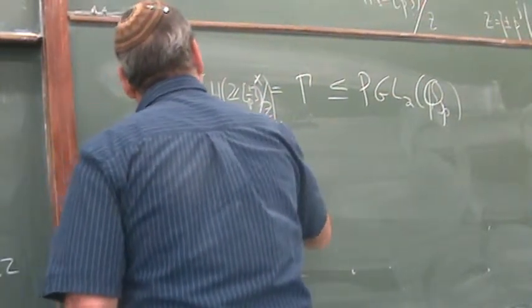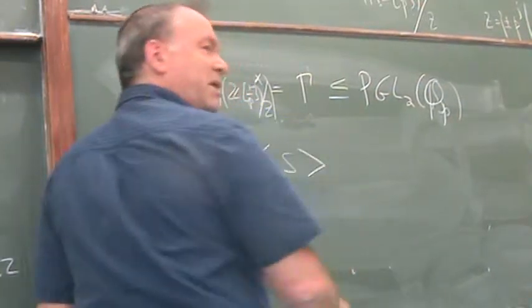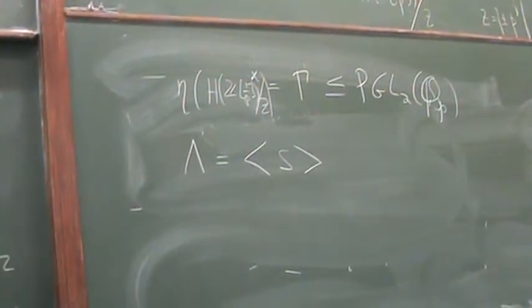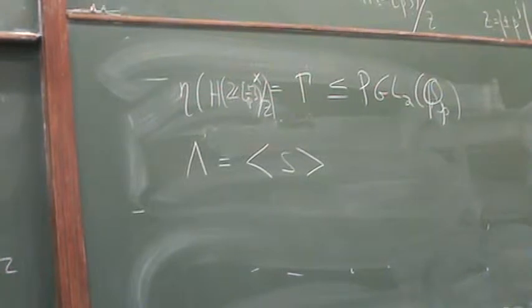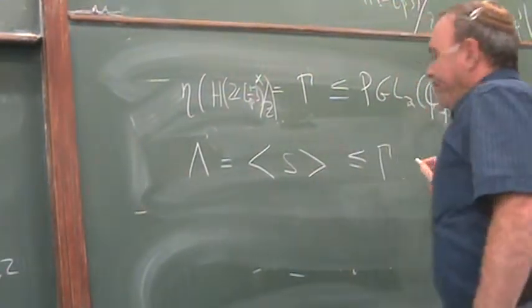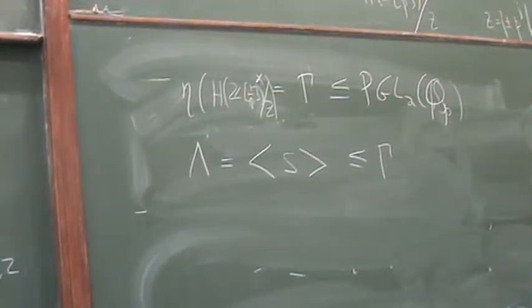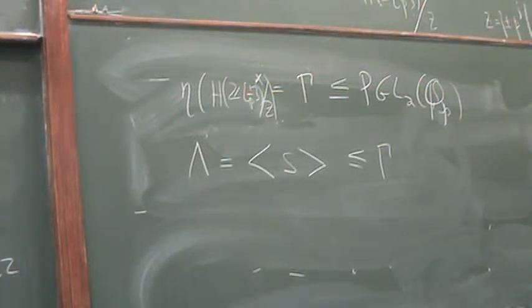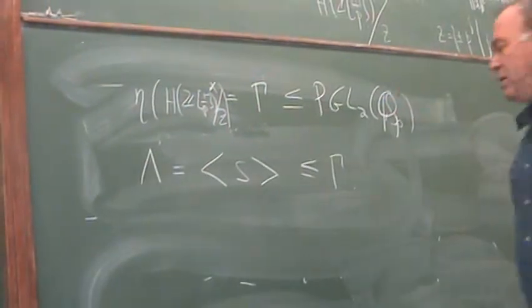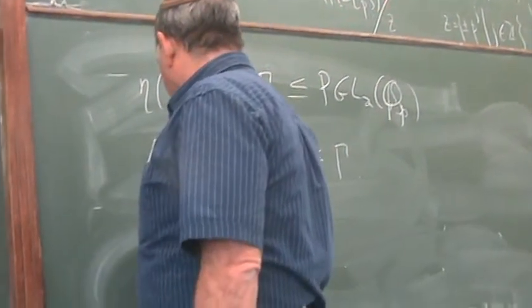Inside, let's define lambda to be the group generated by this element S, by this set of p plus 1 elements. So this is clearly inside gamma. But somehow we don't know what's the connection between it and gamma, at least at this point. So we want to clarify this, and here is the story.